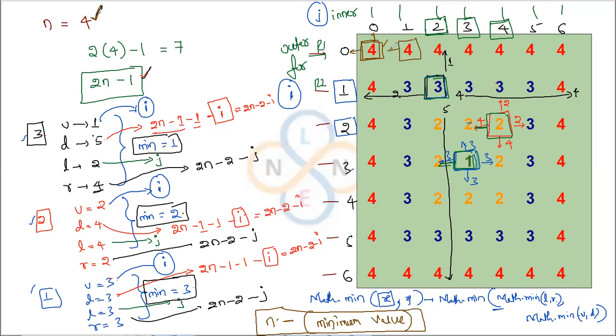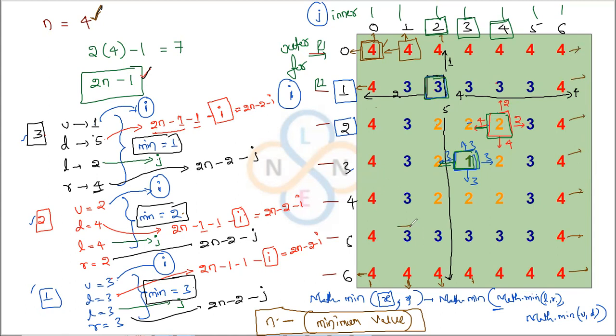Left is 1, but up is 0. So again 4 minus 0 becomes 4. So for all these 4s, the minimum is nothing but the corresponding 0 value. Even for all these 4s also, the minimum is 0. So here left is minimum, and here up is minimum, and here down is minimum, and here right is minimum. That means zeros. That's how we get all these 4s here.